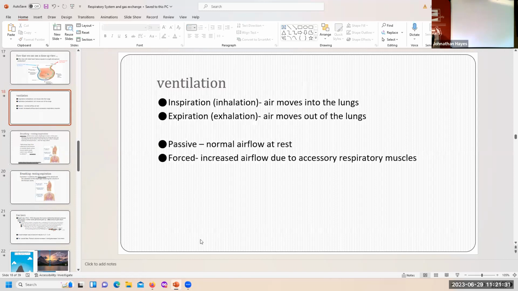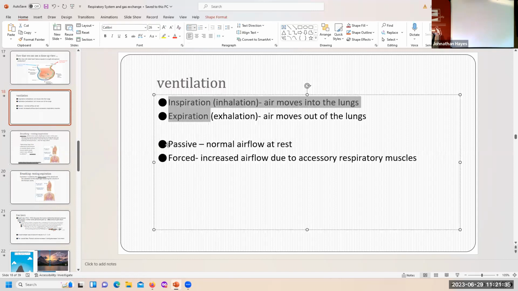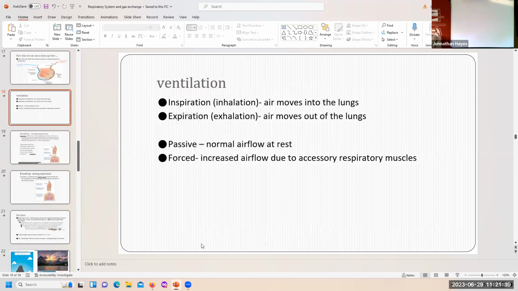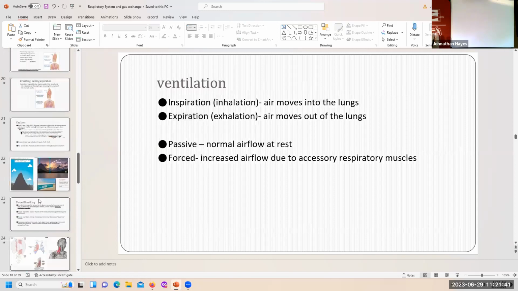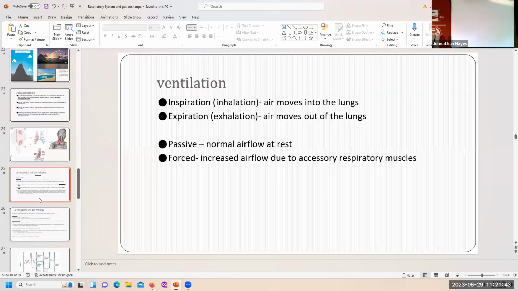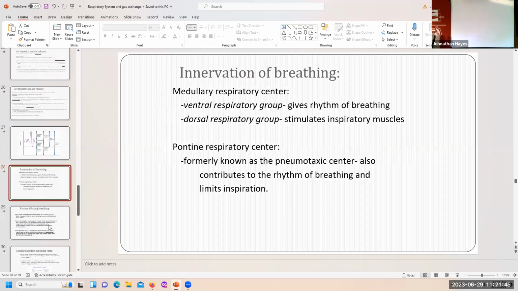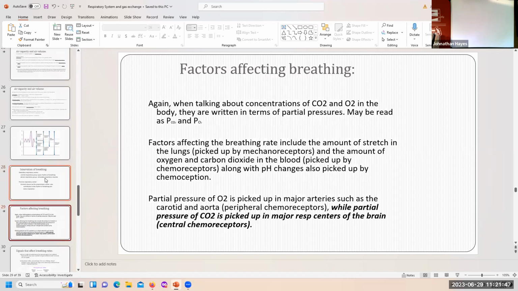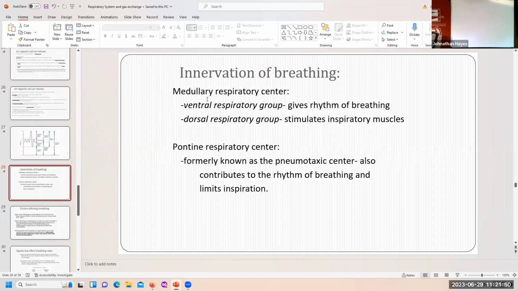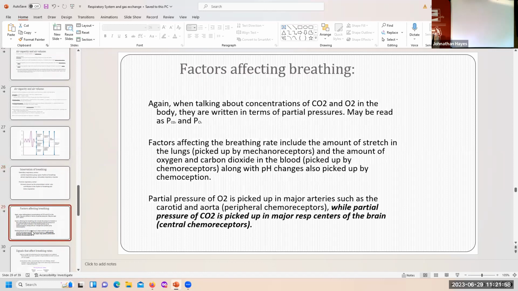And what determines how quickly we're doing these things and how deeply we're doing these things is, again, usually CO2 levels and pressure. So chemoreceptors, baroreceptors. Let me go down to it. Both pons and medulla are areas of the brain that monitor breathing and they control breathing. So again, the factors that go into it are pressures and chemoception.